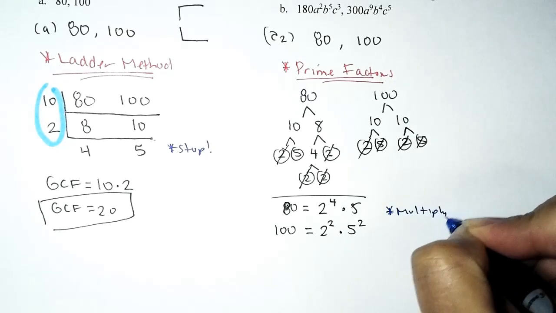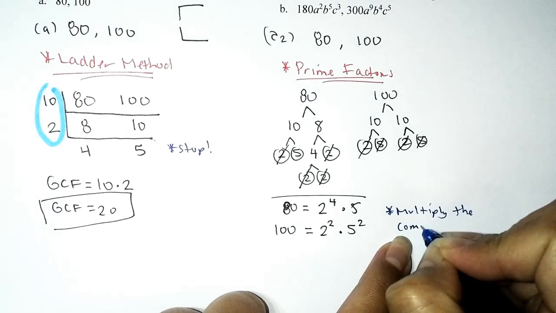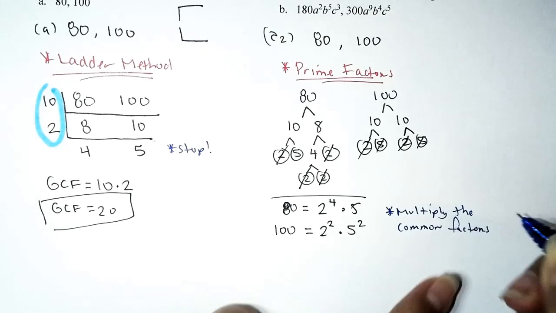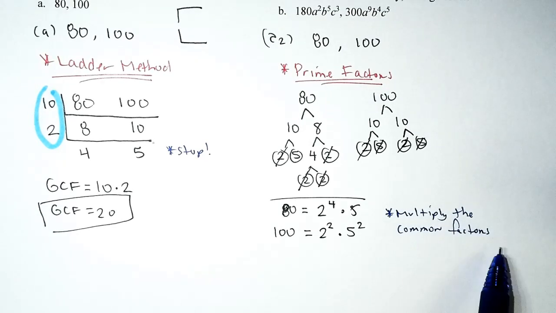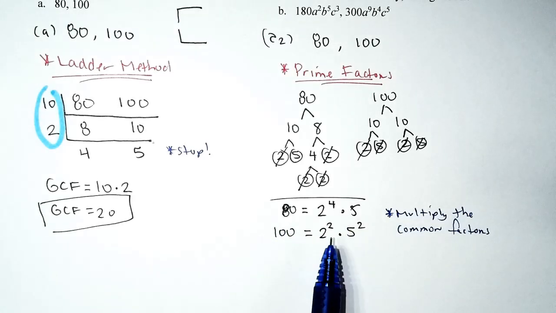So multiply the common factors. Sorry, I have a habit of putting uppercase letters where they don't belong. Okay, so the toughest part about finding the GCF by using prime factors is to successfully write each number as a product of prime factors. Once you've done that, you're good.